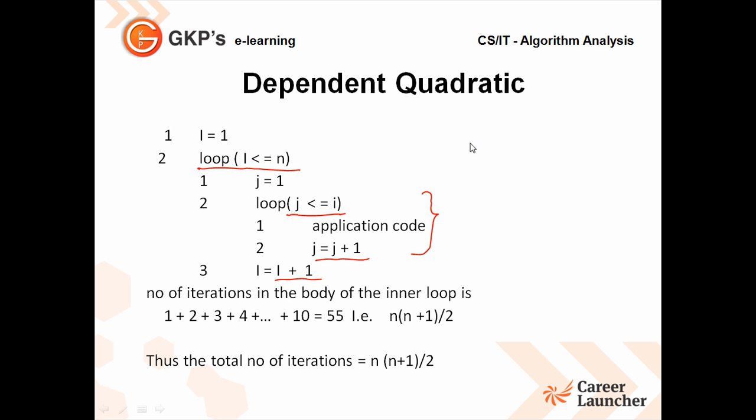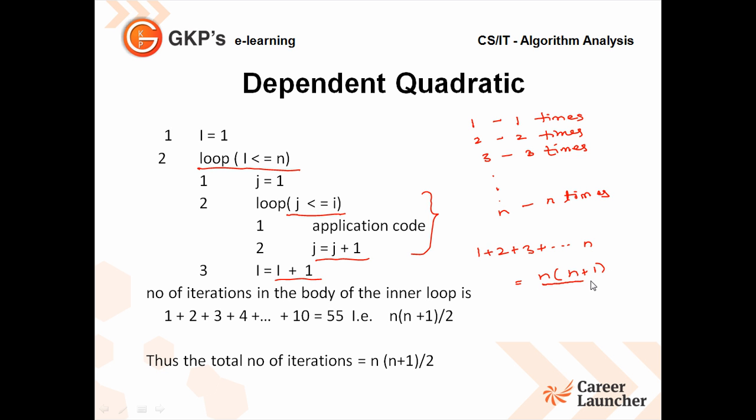If n is equal to 1, the first loop is running 1 time and this is also running 1 time. If it is 2, it's running 2 times. If it's 3, it's running 3 times. 1 time, 2 times, 3 times. If i is n, it will run n times. That means the total running time will be 1 plus 2 plus 3 plus up to n, that means n times n plus 1 by 2. So the total running time of this equation will be n(n plus 1) by 2, because this inner loop depends upon this i.